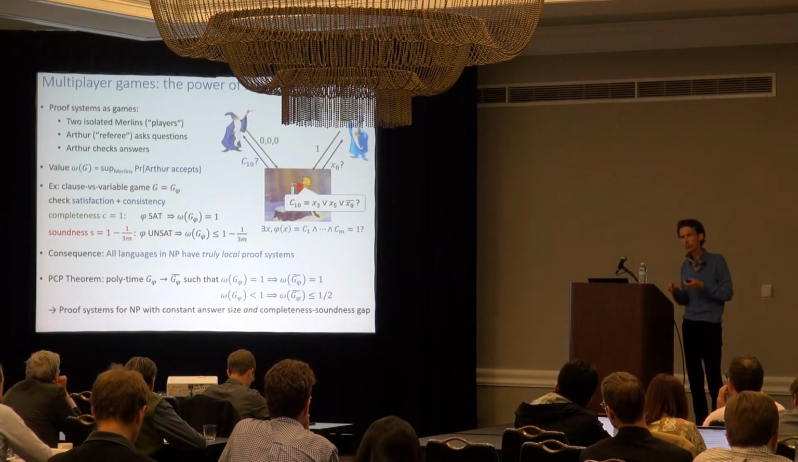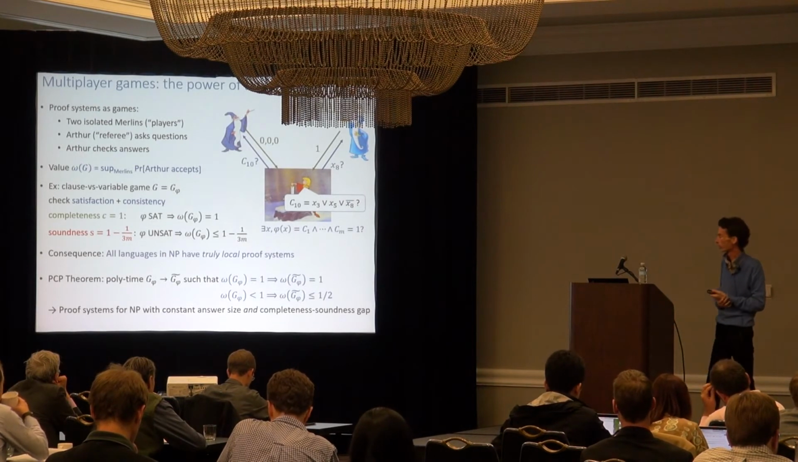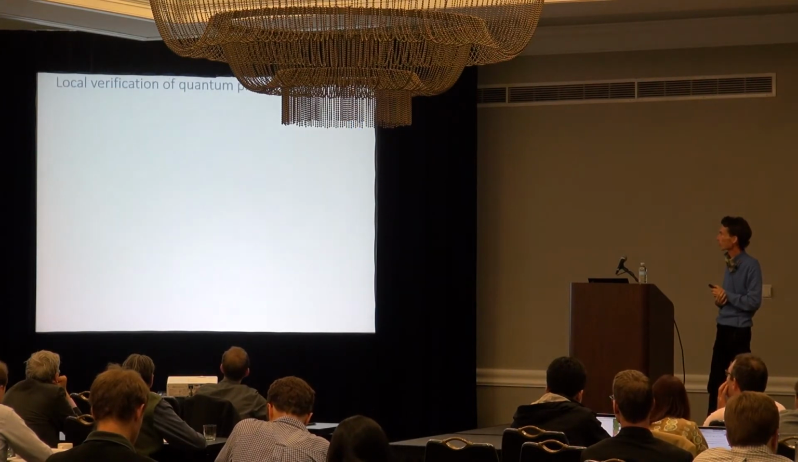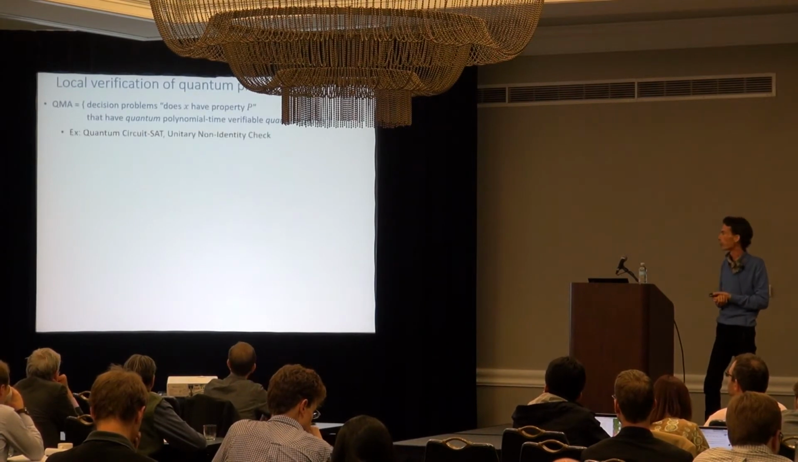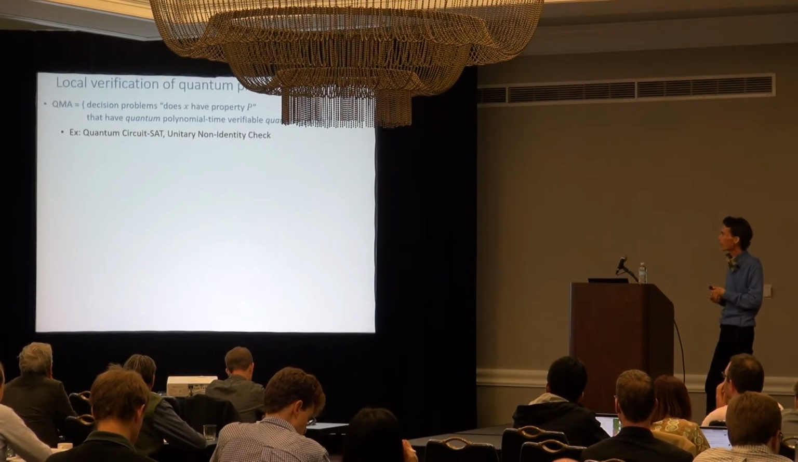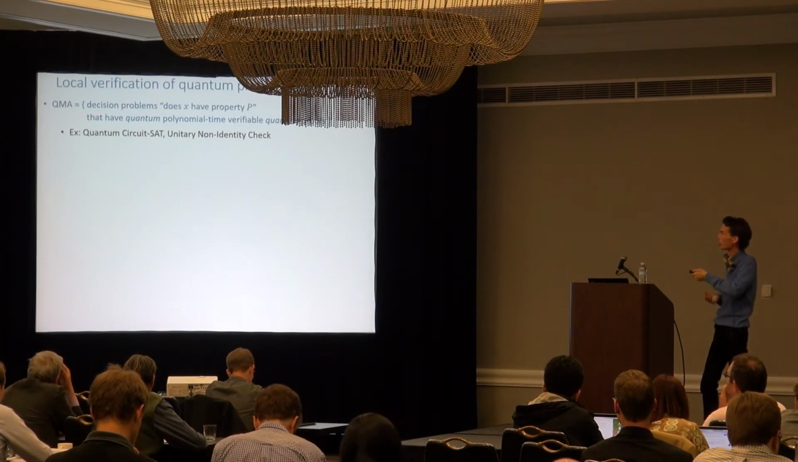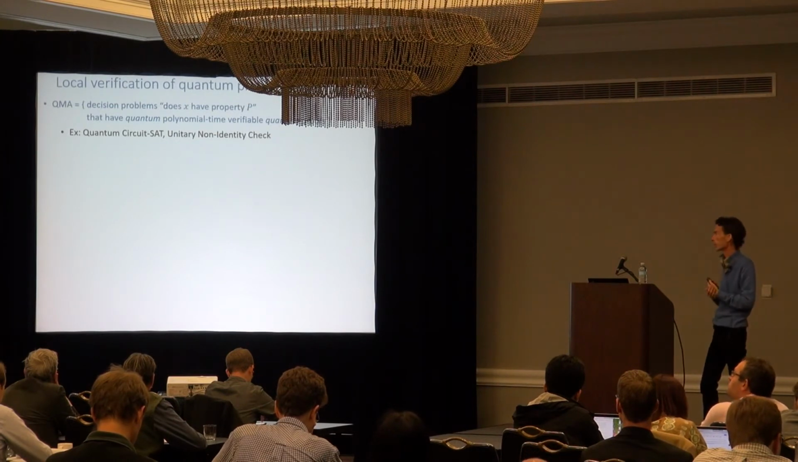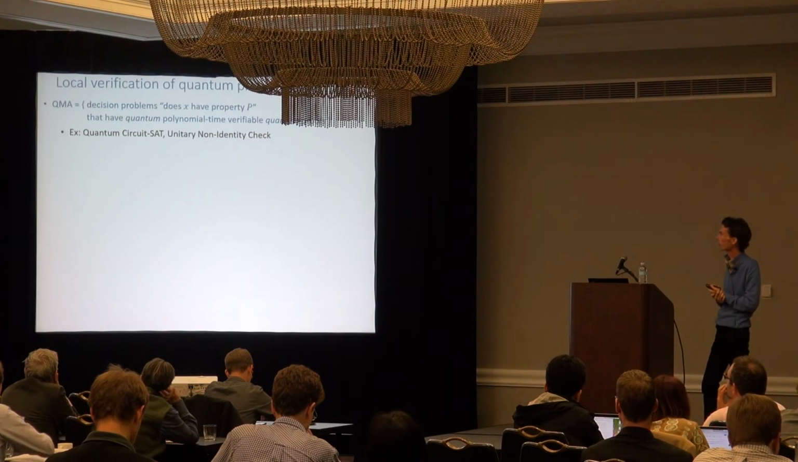For our purposes, we're more interested in trying to understand if you can do similar things in the quantum case, right? So let's do something quantum. The first step is well known. This is class QMA, the quantum analog of NP. It also has complete problems. The canonical complete problem is quantum circuit SAT. Does a quantum circuit have a satisfying starting state or not? Another one is the unitary non-identity check problem.